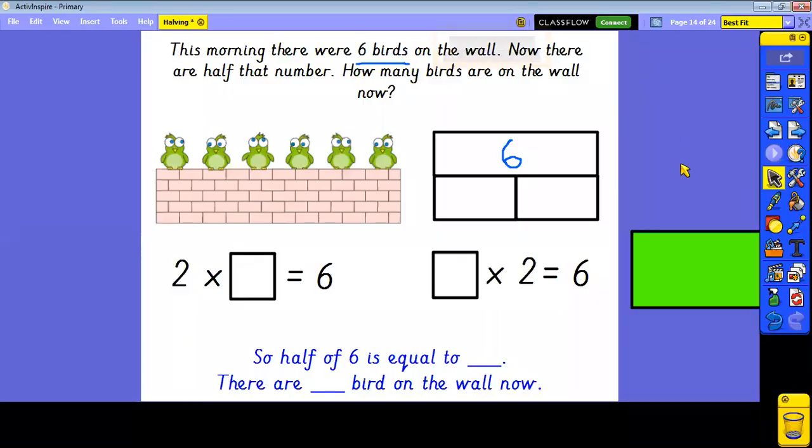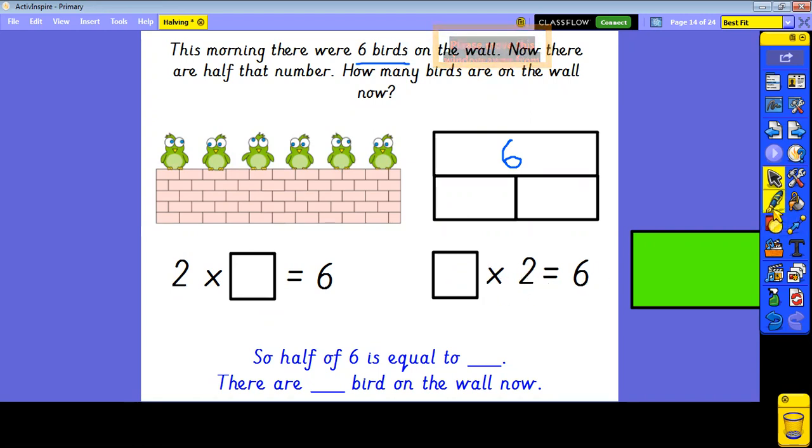So what we actually have is a situation where we don't know what one of our factors is. We know that there's going to be 2 groups, so we can say that there are 2 groups of, but we don't know what the groups are of. So 2 groups of something equals 6. Or because multiplication is commutative, we could say we've got so many groups of 2 is equal to 6.